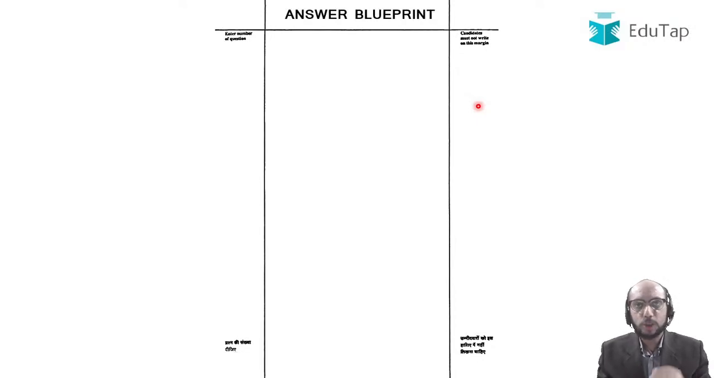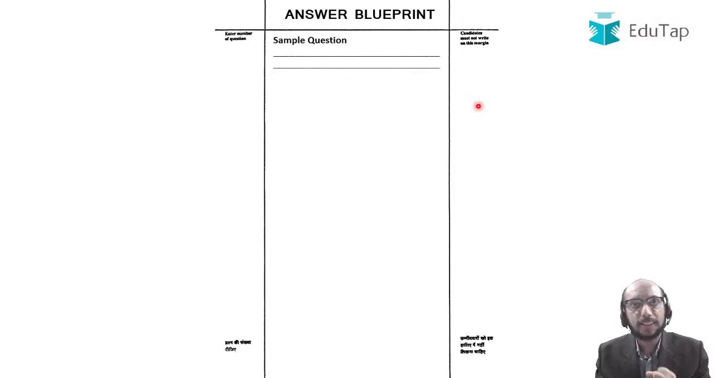So let us say that you have written an answer, and that gets printed on a sheet of paper and presented to the examiner, right? Let us say that there is a sample question. Now when you come across a question in the examination, you should focus upon the keywords.